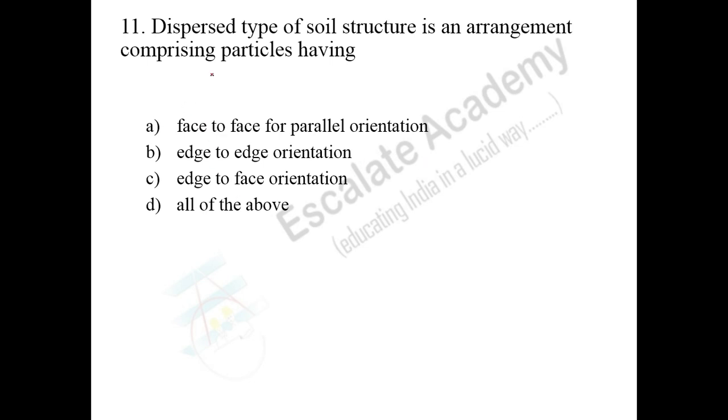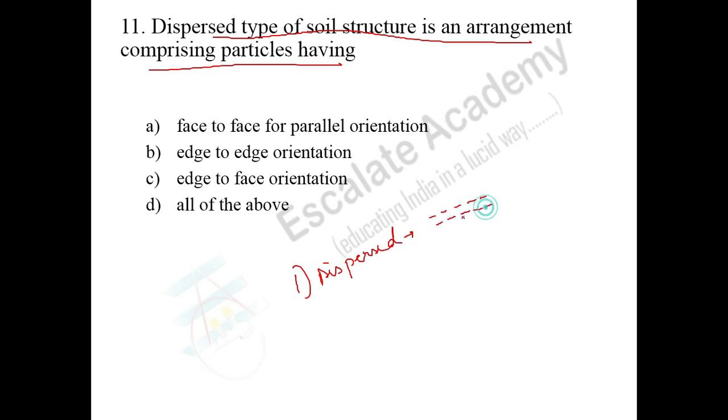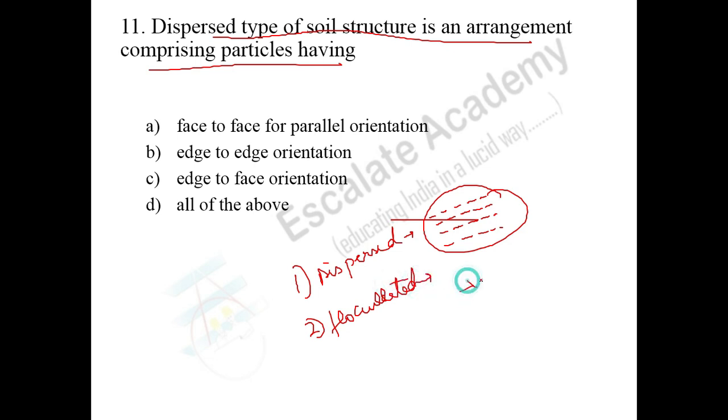Then the 11th question: a dispersed type of soil structure is an arrangement comprising particles having, see, there are two types of soil structure. One is dispersed, and the shape of this dispersed is like this, face to face orientation of particles. Then the second one is flocculated structure. In a flocculated structure, the rearrangement of particles will be like this shape.